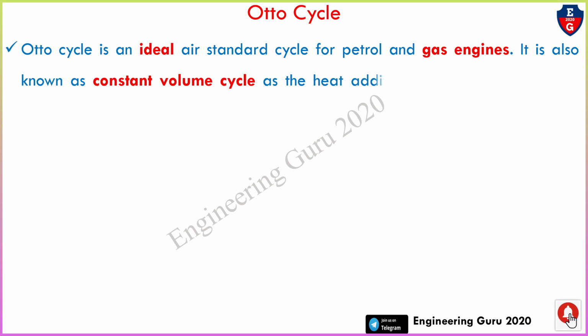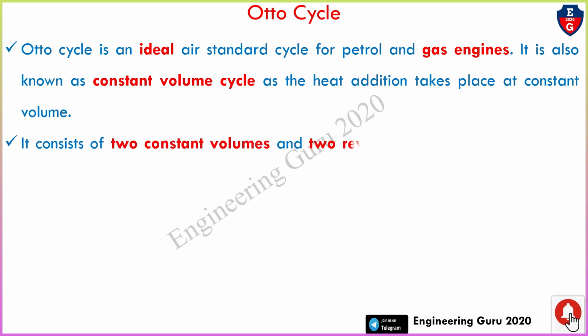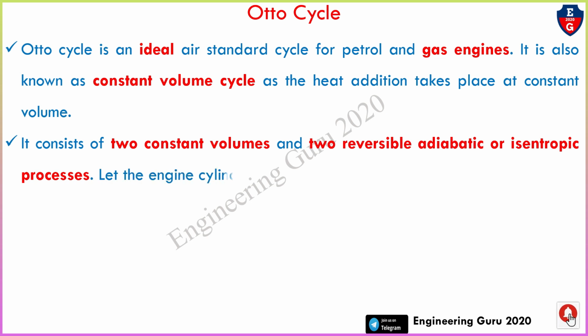The Otto cycle is an ideal air standard cycle for petrol and gas engines. It is also known as the constant volume cycle, as the heat addition takes place at constant volume. Focus on why the Otto cycle is also known as the constant volume cycle: because heat addition takes place at constant volume. It consists of two constant volume and two reversible adiabatic or isentropic processes.